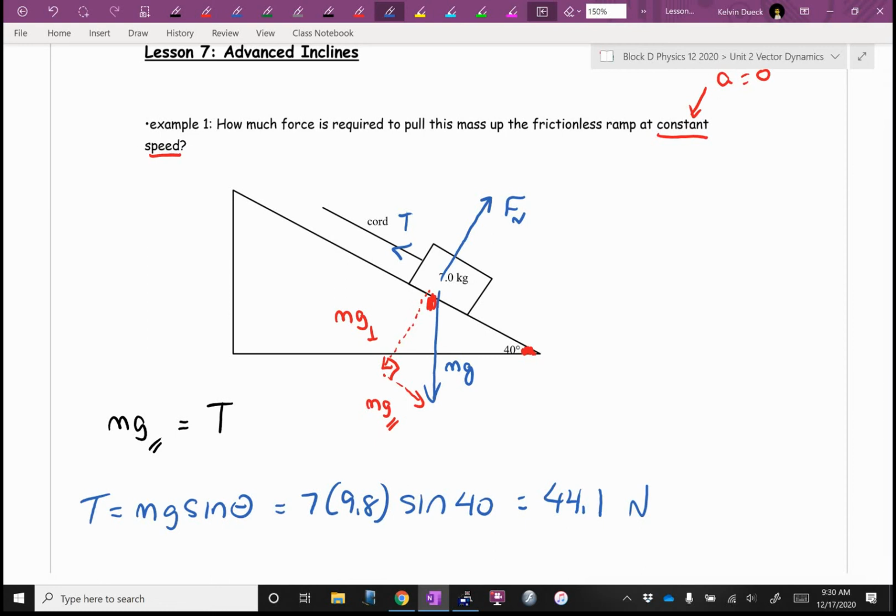Which way do you think friction would be acting in this question? That way? Sorry? Because which way are we sliding? Up the ramp. So which way is friction? So I'll add it right there.